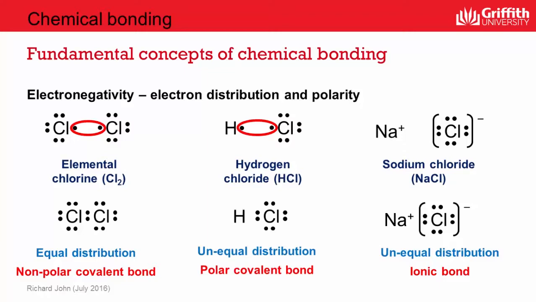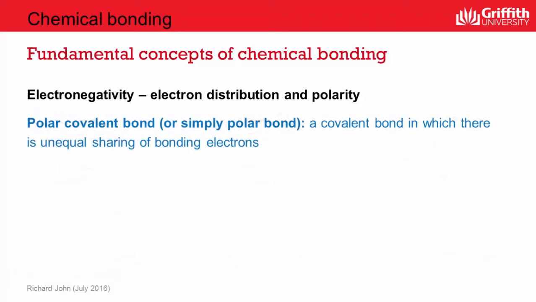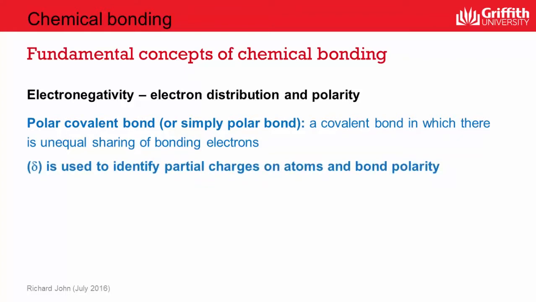But I first want to illustrate another way of representing the unequal distribution of electrons within bonds. So if we consider that a polar covalent bond, or simply a polar bond, is a covalent bond in which there is an unequal sharing of bonding electrons, and that on average these electrons spend more time near the nucleus of one of the atoms compared to the other. This unequal sharing of bonding electrons in polar bonds is often represented by the use of the lowercase Greek letter delta, and it is used to identify partial charges on atoms.